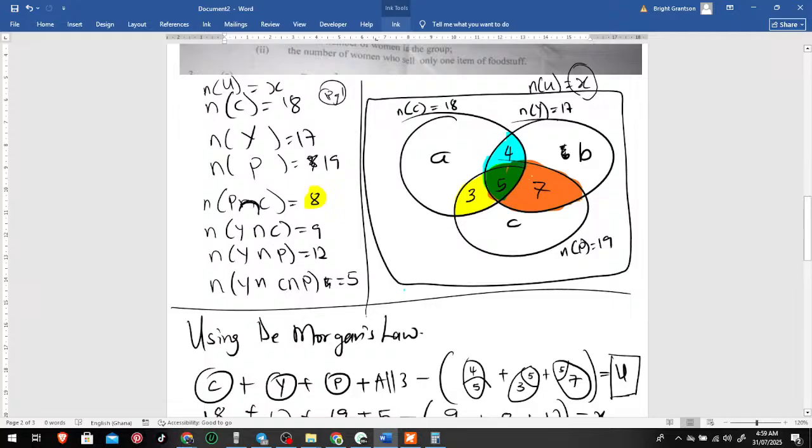So now, the number of women who sell only one food item. It means there's another way of finding X. Add everything here. A plus 4 plus B plus 3 plus 5 plus 7 plus C equals to the what? Universal set. Now we know the universal set is 30. Right? So add the other elements.